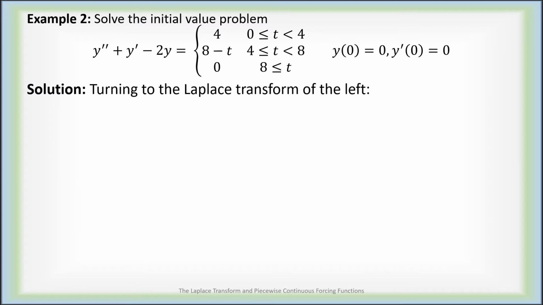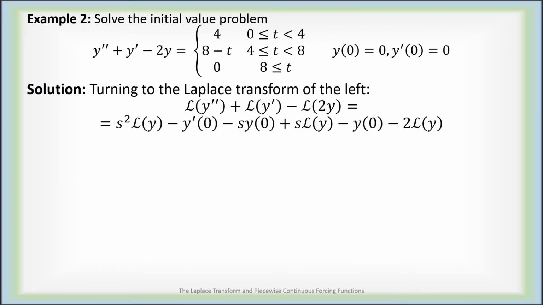Now we're going to take the Laplace transform of the left. We end up with s squared times the Laplace transform of y minus y prime of 0 minus s y of 0, plus s times the Laplace transform of y minus y of 0, minus 2 times the Laplace transform of y. Now with our initial conditions that both y of 0 and y prime of 0 are 0, this simplifies rather nicely to just s squared L of y plus s L of y minus 2 L of y.